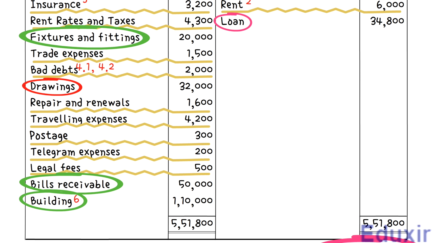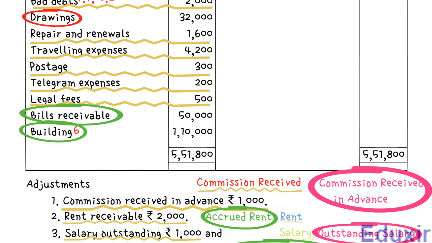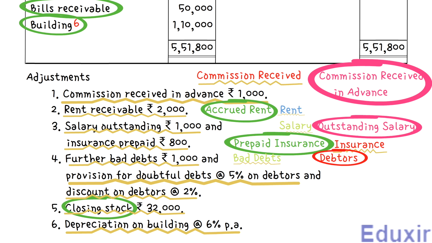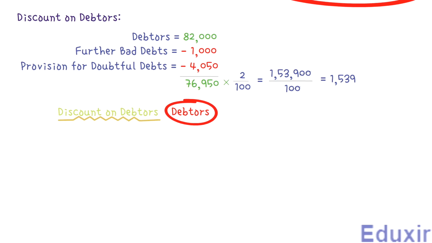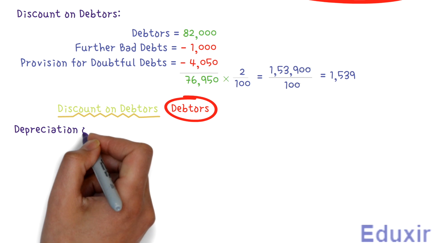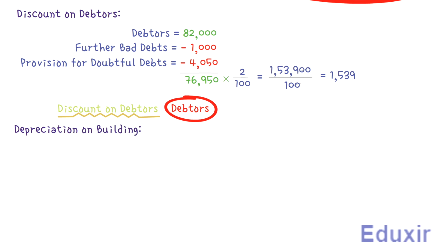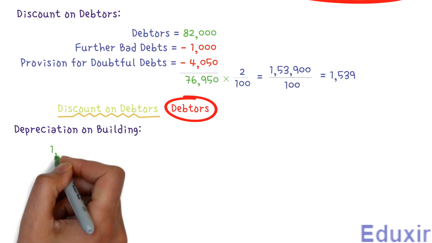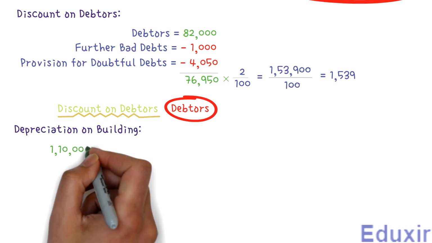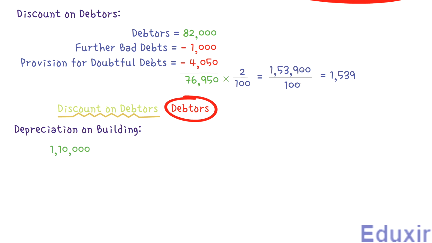As you can see, we have marked that this building has an adjustment. So let us see what the adjustment is. Here the adjustment is given as the depreciation on the building is 6% per annum. So let's calculate what the depreciation is. Let's first write the heading as depreciation on building. Now the worth of the building is 1,10,000 rupees. To get the depreciation, we should multiply this worth of the building with the depreciation rate of 6 upon 100.